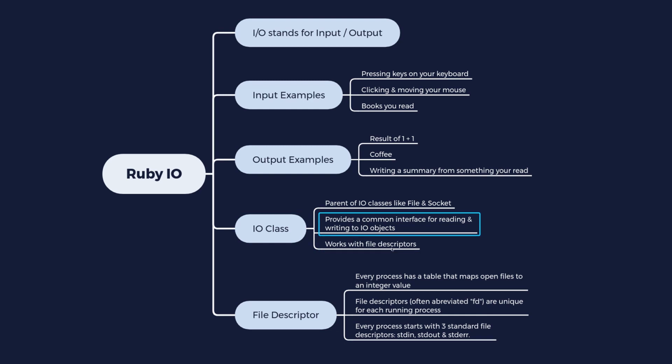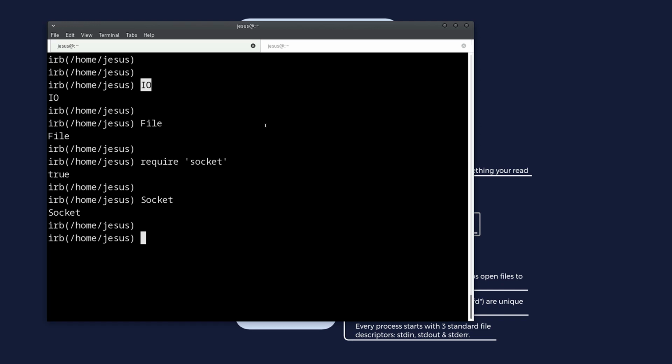So the good thing about this is, since these classes are inheriting, right, from the I/O class, they have a common interface for reading and writing to these objects, right? So when we say interface in the context of objects and classes and object-oriented programming, what we mean is the public methods that we use to work with the class, right? That's the interface. It's just the set of methods that the class has.